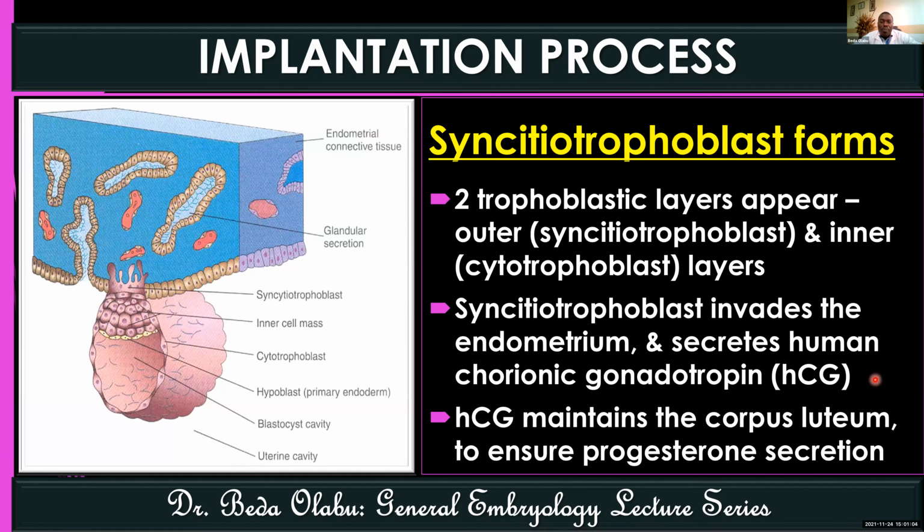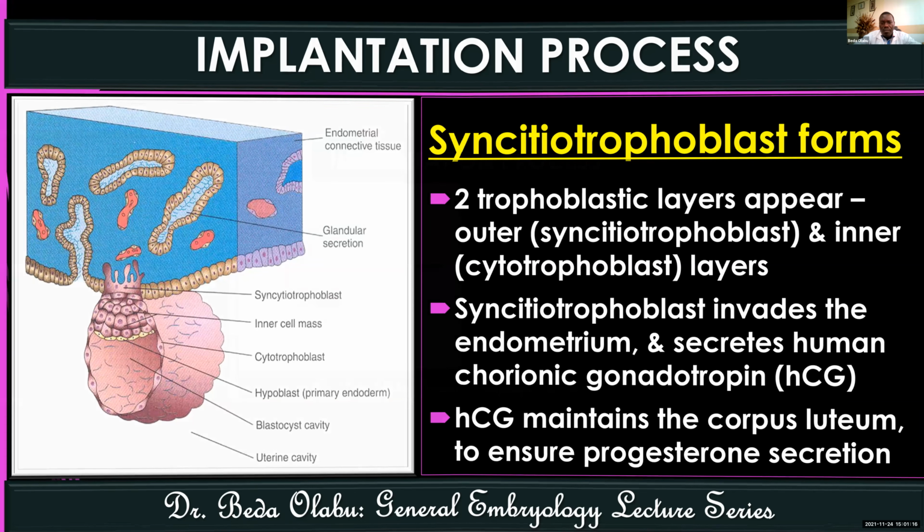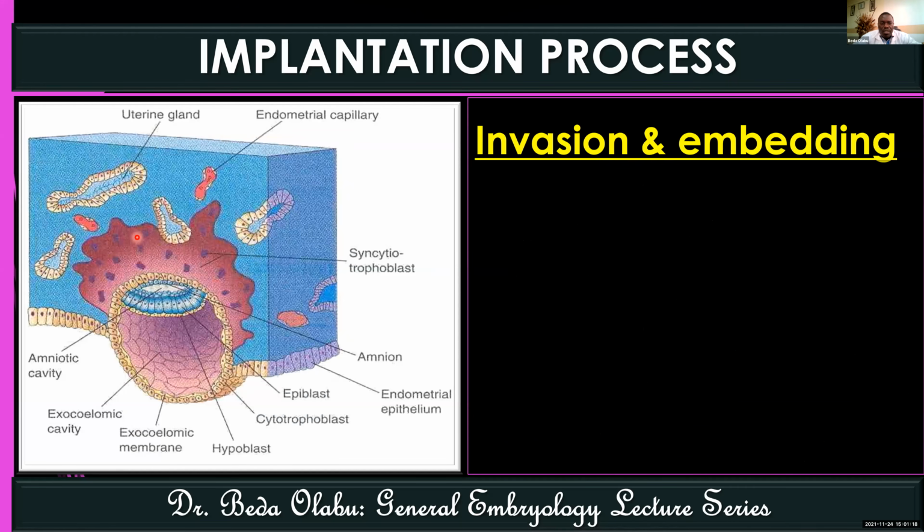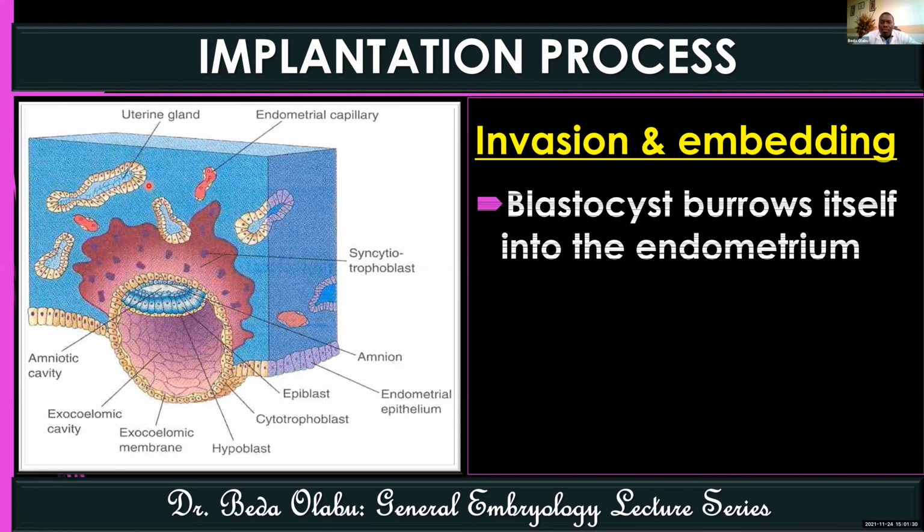So for now, I want you to capture that after the attachment, the syncytial trophoblast forms. And so the syncytial trophoblast helps to burrow the endometrium. And so the process of burrowing, or I'm calling it invasion, and embedding will go on. As you can see, the conceptus is now entering the endometrium. This is the syncytial trophoblast. Now it has expanded, and that's the cytotrophoblast.